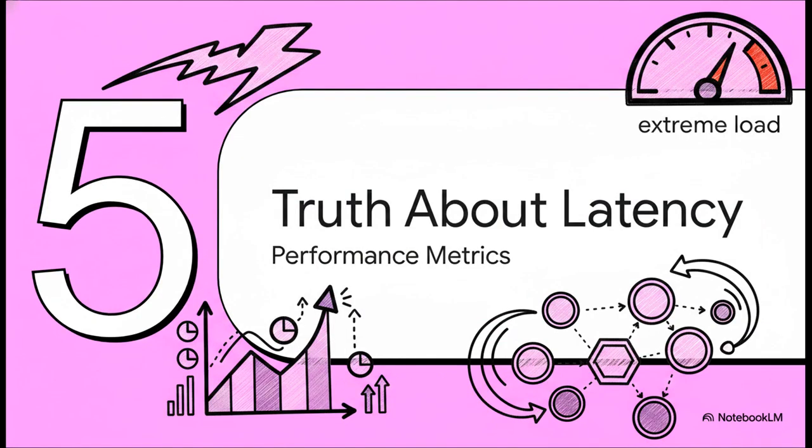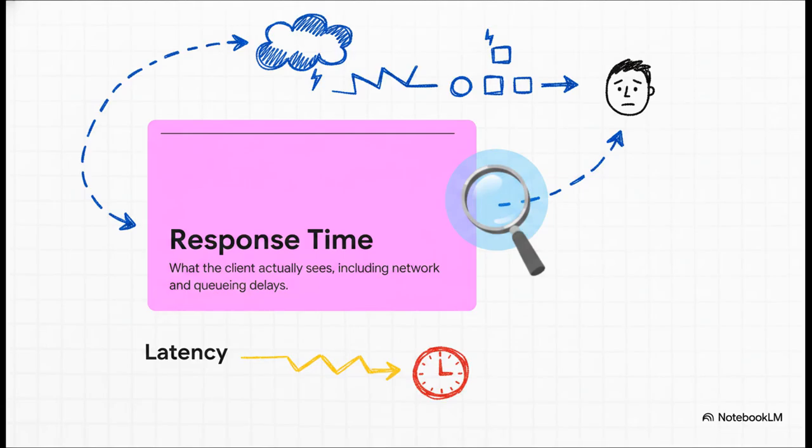Finally, Section 5, the truth about latency. Let's shift gears a bit to understand performance under extreme load. First, we need to clarify another commonly confused set of terms: latency versus response time. Response time is what the client actually sees and experiences. It includes the time it takes to process the request, plus any network delays and queuing delays. Latency, on the other hand, is strictly the duration the request spends latent, just waiting to be handled. So, if we want to accurately measure the actual end-user experience, we absolutely have to look at response time.